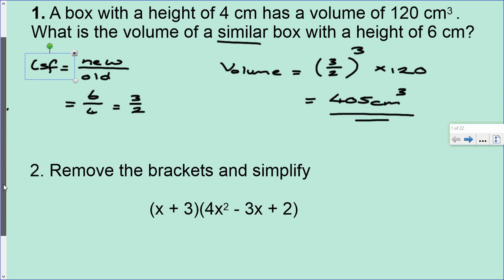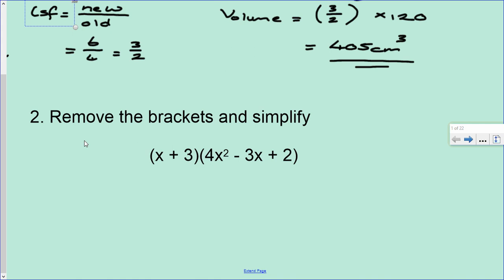And then we're on to number 2: remove the brackets and simplify. Another phrase: multiply the brackets and simplify. We're going to do exactly what it says on the tin. So we multiply everything in the second bracket by our first term. So we're going to do x times 4x squared, x times minus 3x, x times 2. So we'll get 4x cubed minus 3x squared plus 2x.